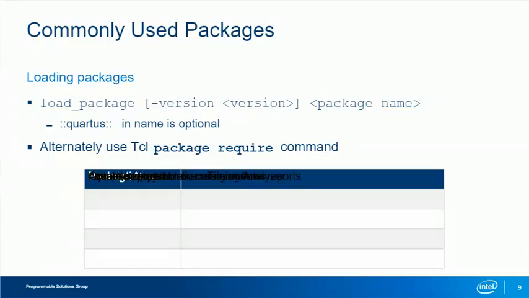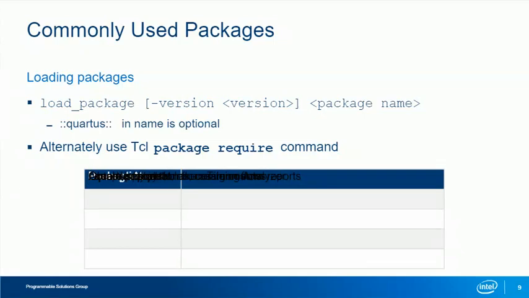Use commands in the project package to create projects and make assignments and settings. Use commands in the flow package to compile projects and run other common flows. Run commands in the report packages to create reports and extract information from the reports. Use the STA package to create timing information and run various time reports in the timing analyzer.